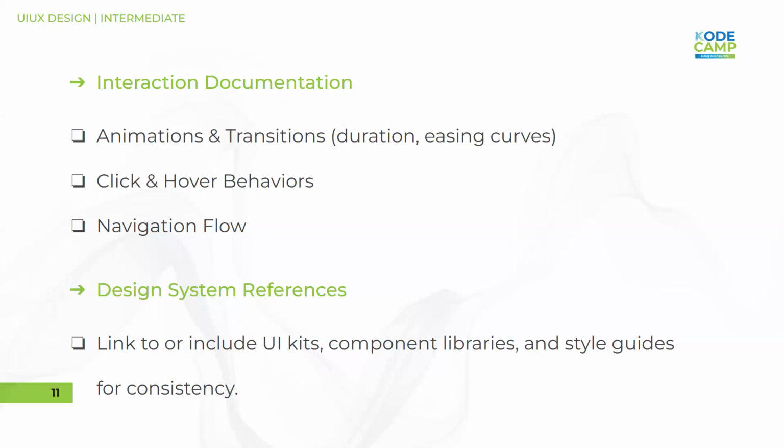All right, so when you are doing click and hover behaviors, you should tell them what changes when someone interacts with what. Is it the color, or do icons swap in, or what happens? Then your navigation flow: map out how users move from one screen to another. This is going to keep developers from guessing.